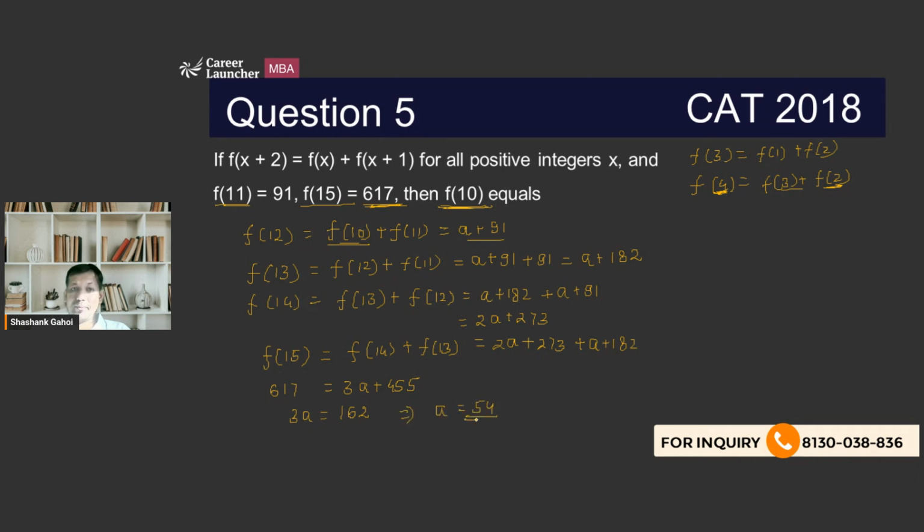And what is A? A is the value of F10 that we have assumed initially. So I am directly going to get the value of F10, and that is equal to 54, and that's the approach. Now, when you are going to read the question, you are going to think of what I'm going to do, what I'm not going to do, how I'm going to do.